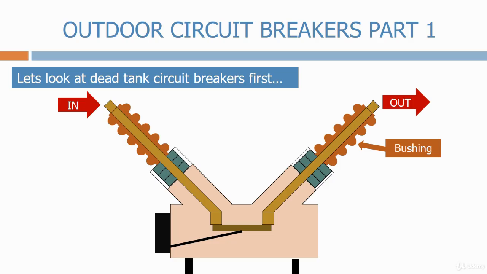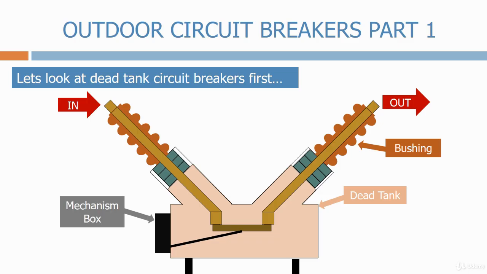We have the dead tank itself. Depending on the voltage rating and the circuit breaker design, this may contain an insulating medium such as oil or SF6. We have the mechanism box for the circuit breaker, which contains all of the push buttons and control equipment that operate the circuit breaker.